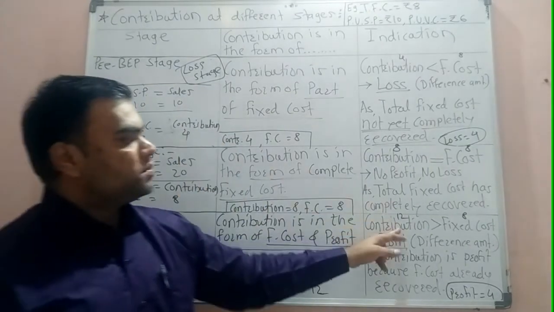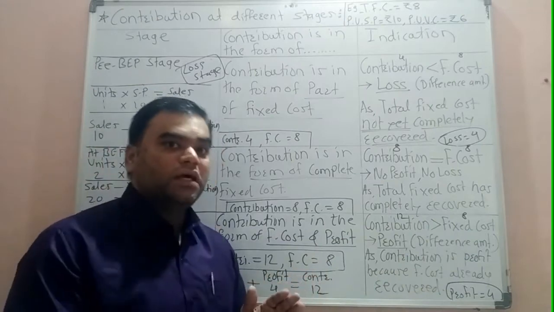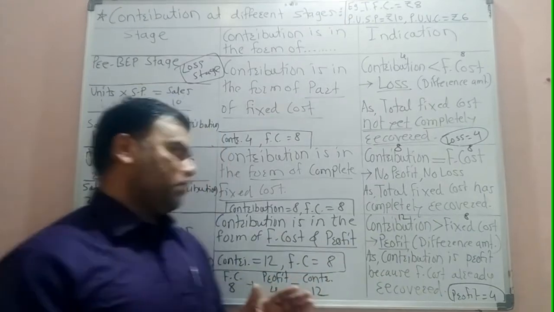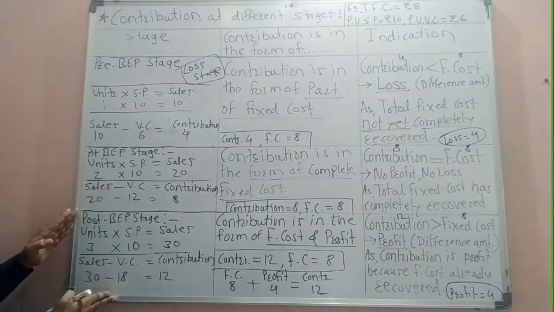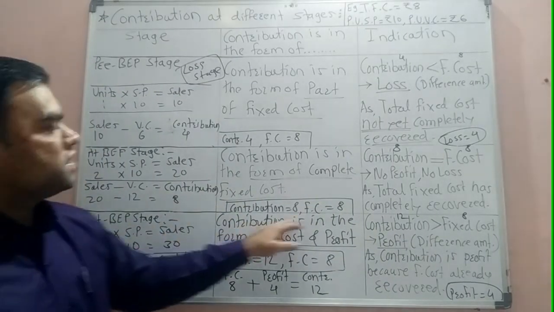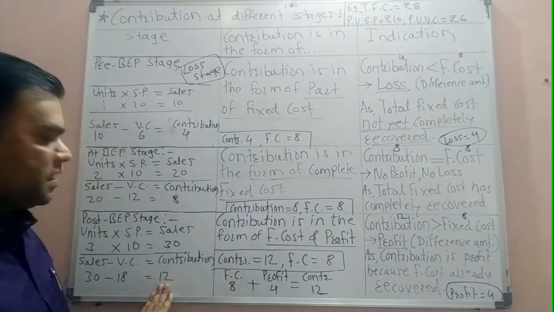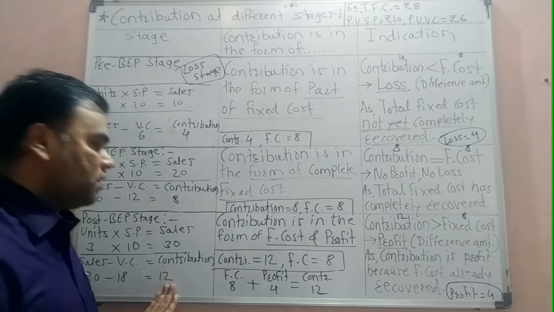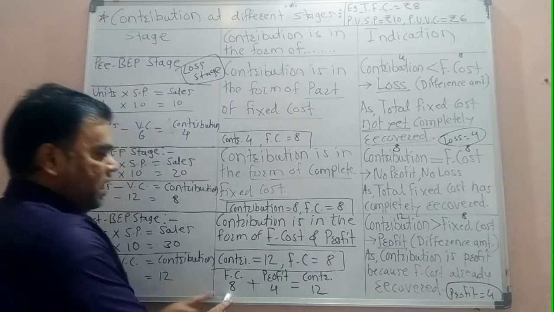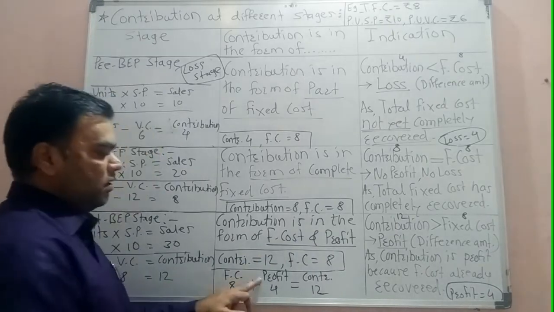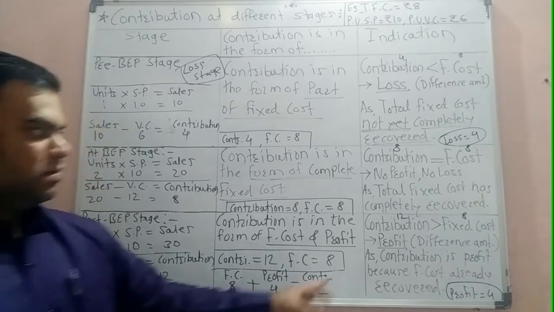But when our contribution is greater than fixed cost, means we have recovered fixed cost and now we are earning profit. In the third stage, after BEP stage, our contribution was in the form of fixed cost and profit. Our total contribution is 12. Out of that total 12, rupees 8 is utilized to recover total fixed cost and the remaining rupees 4 is our profit. So rupees 12 is our total contribution.